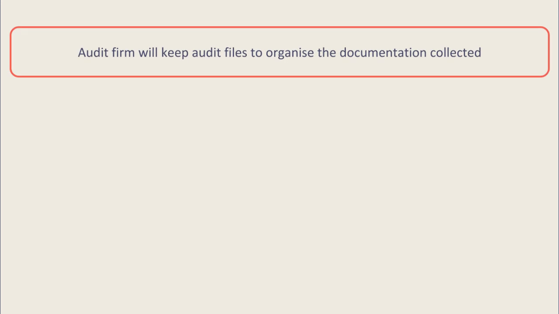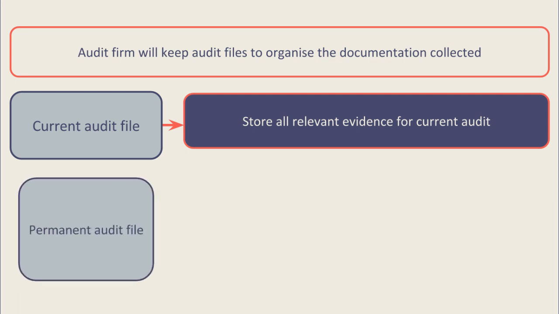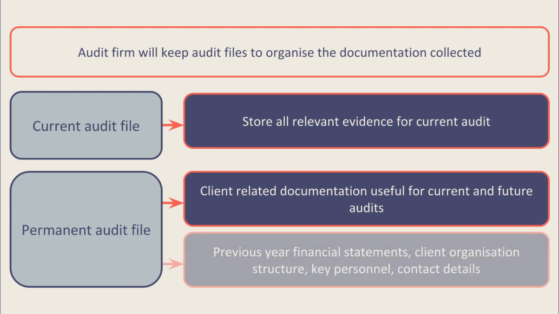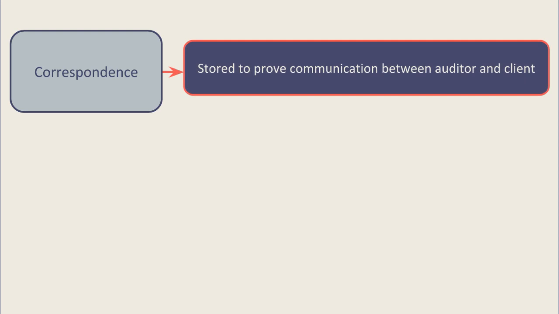For every audit client, the audit firm will keep files to organise the documentation collected. There will be a current audit file which will store all relevant evidence and documentation relating to the current audit. And there will be a permanent audit file which will store all client-related documentation that would be useful for current and future audits. This would include previous year's financial statements, client organisation structure, key personnel, contact details, and so on. All correspondence must also be stored so there is a trail of evidence that proves that communication between the auditor and the client is effective.